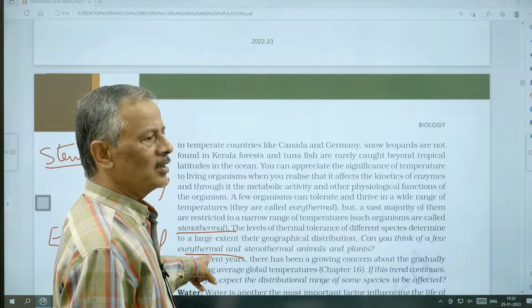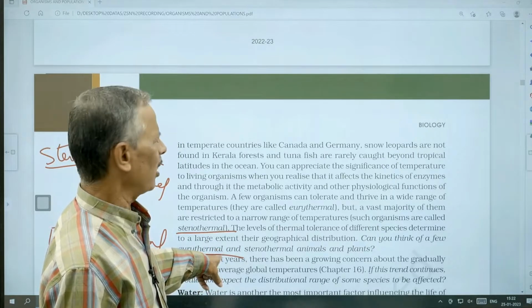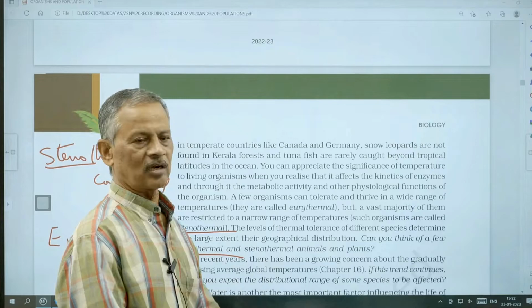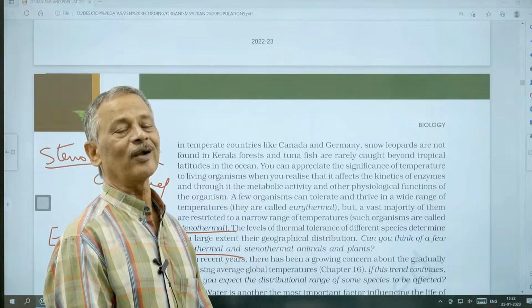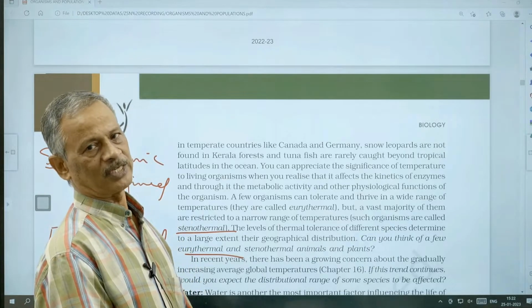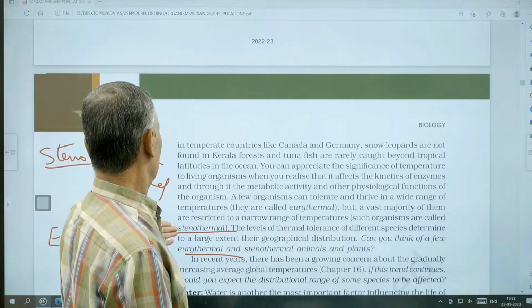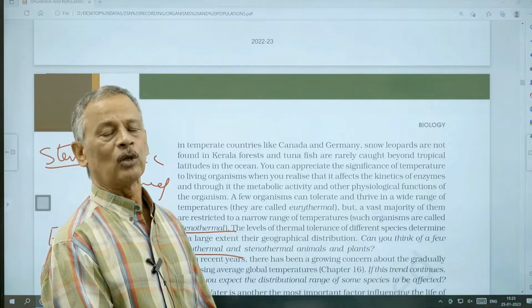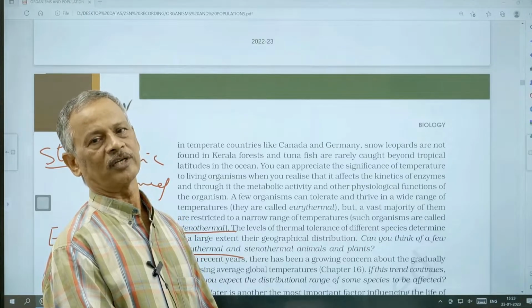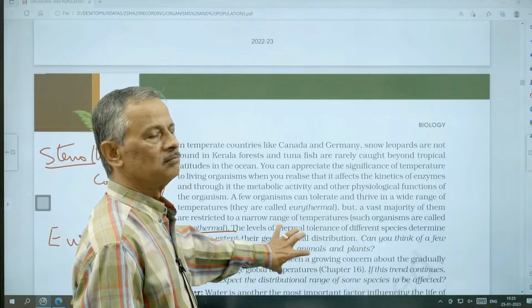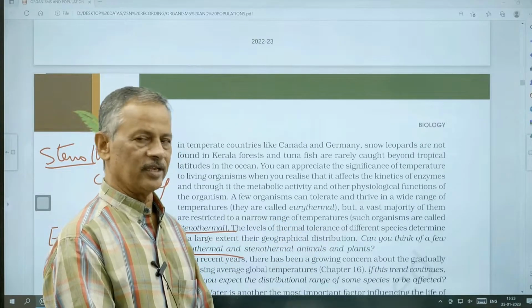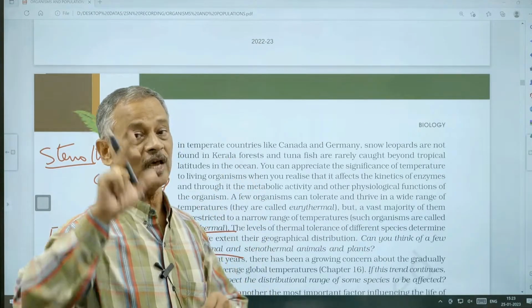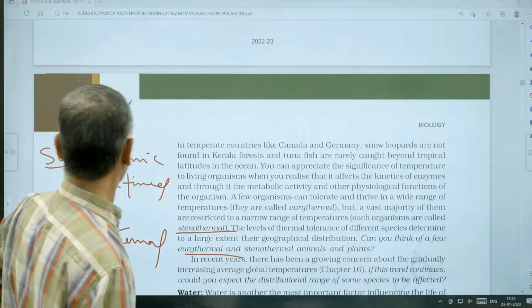Eurythermal are warm-blooded birds and mammals, whereas stenothermal animals and plants are all cold-blooded. They cannot control and keep a constant internal body temperature. Whereas most of the invertebrates also have no constant or steady internal body temperature. So they are confined to an area where the conditions are optimum for their body functions. Clear?